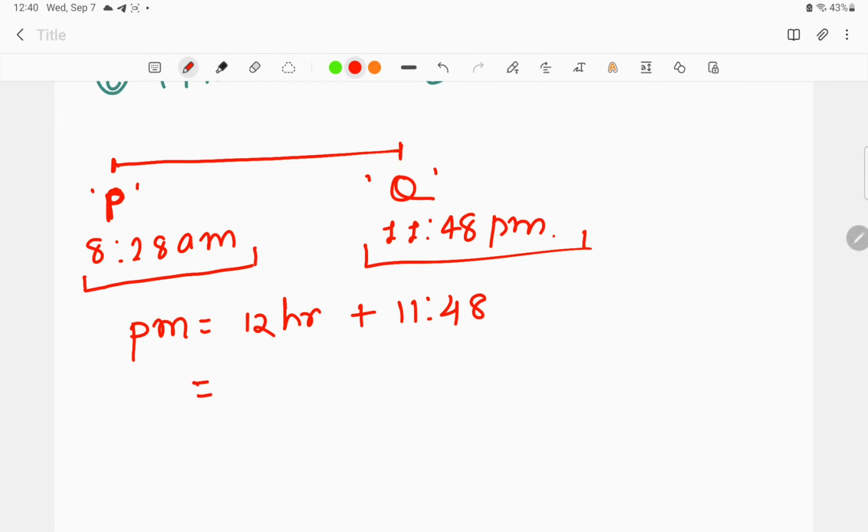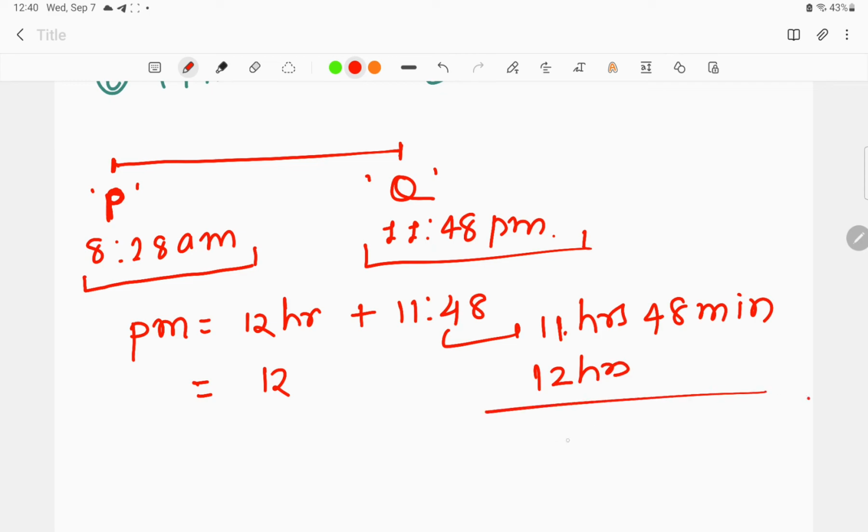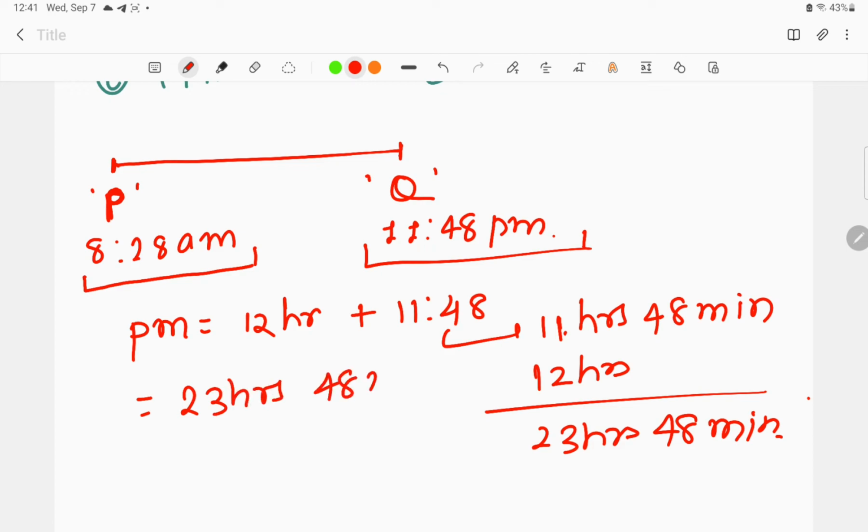So basically, when we go for 12 hours, what we can write is 12 hours plus 11 hours plus 48 minutes, right? 11:48, what does it mean? It means 11 hours and 48 minutes. So when we add 12 hours to it, we get 23 hours 48 minutes, right? So this is how we convert. So this is 23 hours and 48 minutes.